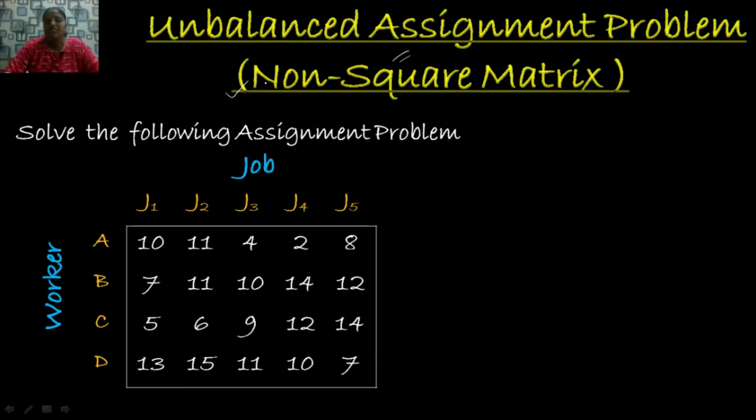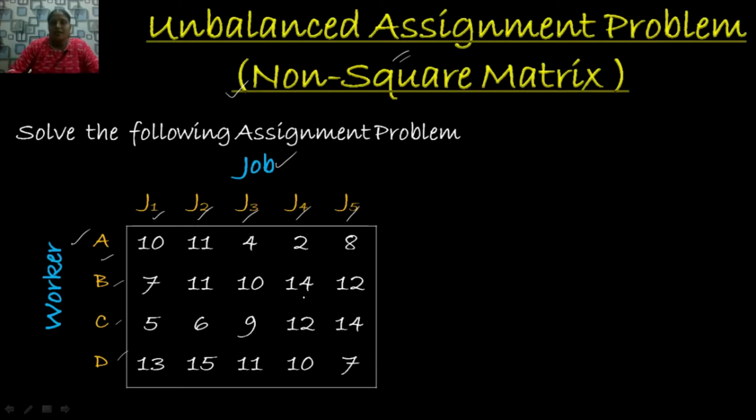As a first example, let me solve the following assignment problem. Here, workers and jobs are given. There are 4 workers A, B, C and D, and there are 5 jobs given: J1, J2, J3, J4 and J5.